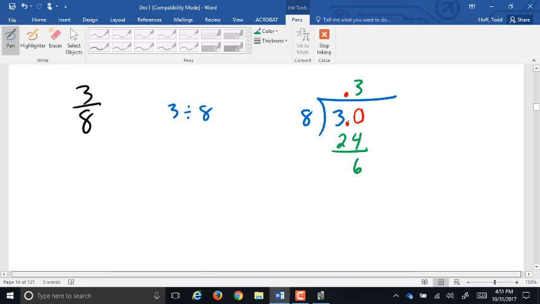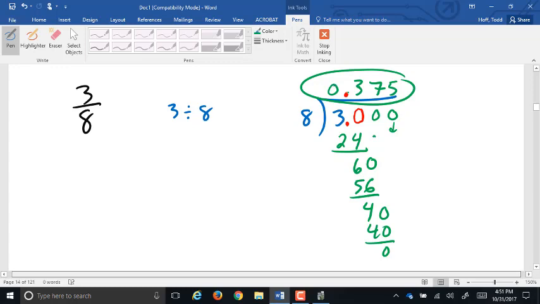Notice, once I brought the decimal point up, I ignore the decimal point for everything else. I can add another 0. I bring it down. 8 goes into 60 7 times. 7 times 8 is 56. That would leave me with a 4. Add another 0 and bring it down. That's 40. 8 goes into 40 5 times. 5 times 8 is 40. There is nothing left over. So that is 0.375.